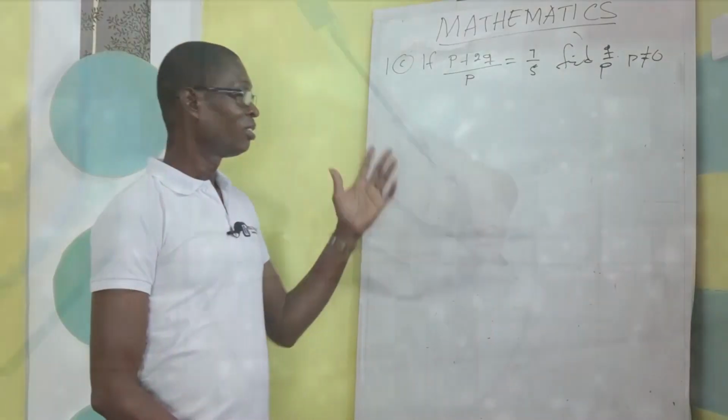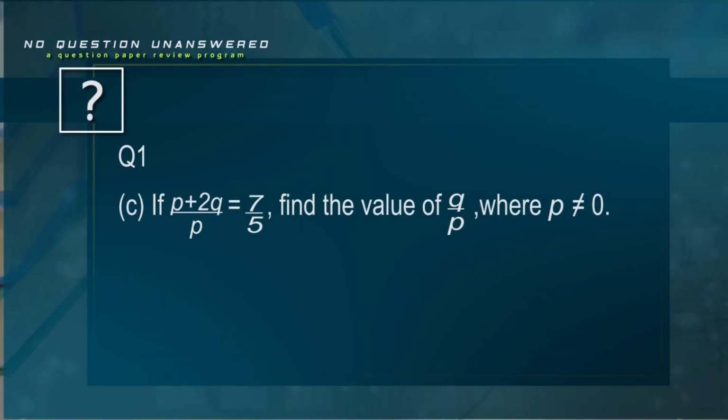Well, viewers, this is the next question. Question number 1C. And as you can see on the board, we have (P + 2Q)/P equals 7/5. Now you have to find Q over P. And they are telling you P is not equal to 0. What does that mean? It means that your answer should not have a 0 denominator. That is all they are telling you.